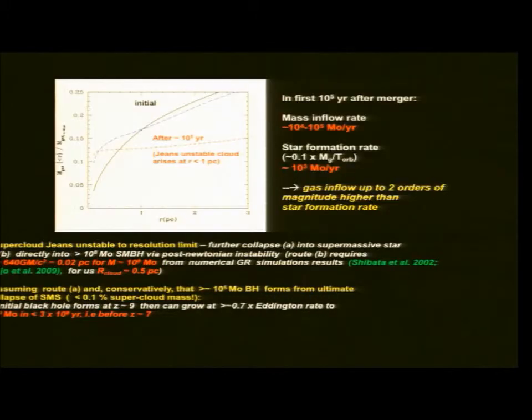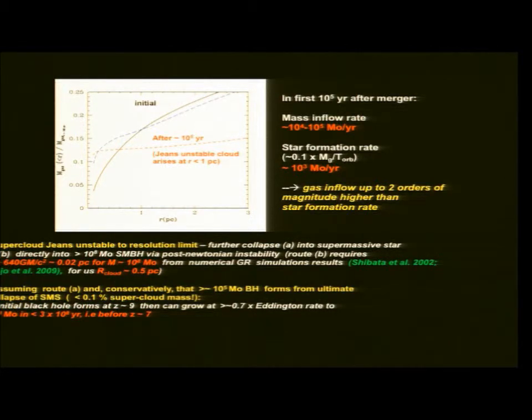So that's something that one has to keep in mind. But the point here is that when the cloud forms, it does so because the inflow rate in the disk is huge. It is about 10 to the 4 to 10 to the 5 solar masses per year. You will never come up with a star formation rate higher than that.